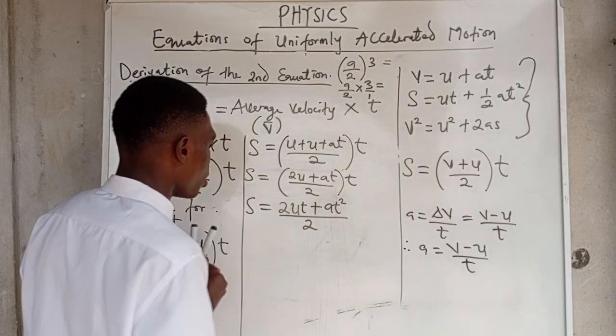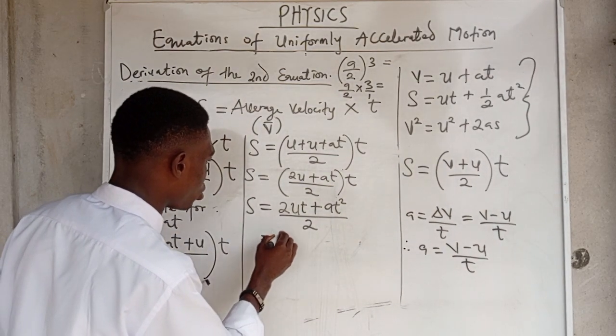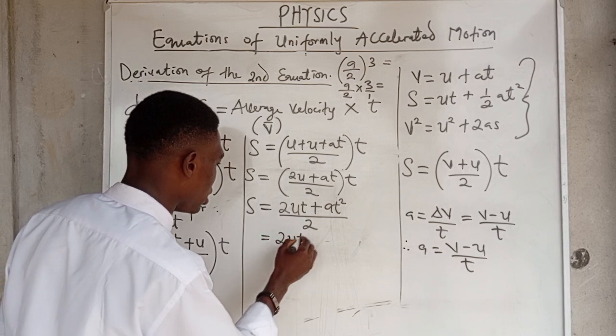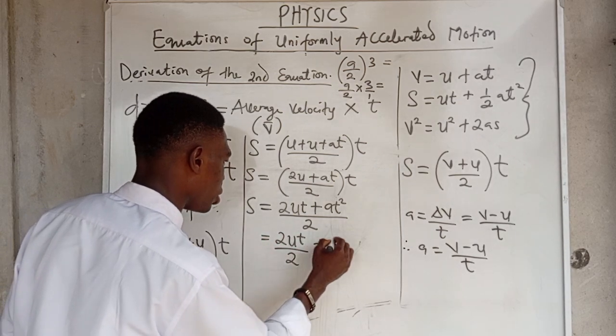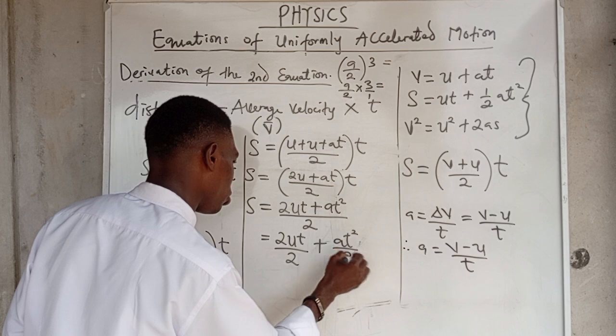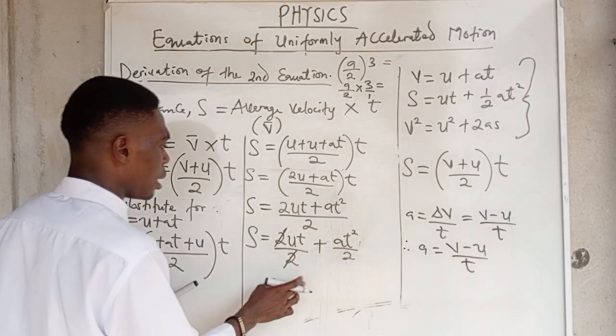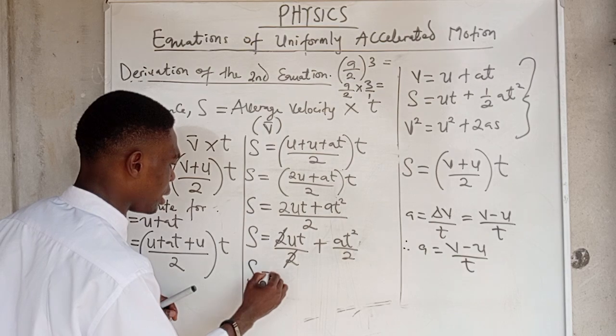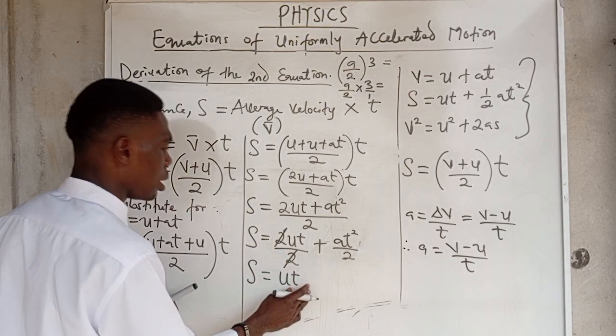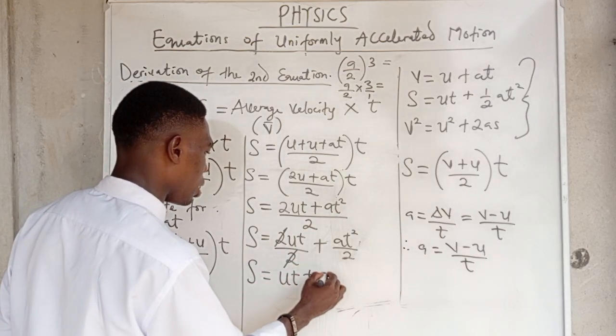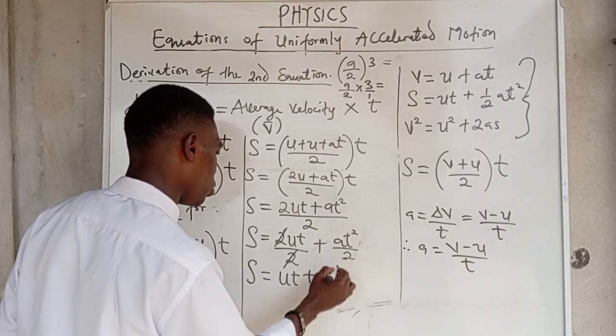Are we following now? So I'm now going to write that this is equal to 2ut over 2 plus at squared over 2, and that's s. So I can cancel out 2 here, and then I'll now write this as s is equal to ut plus at squared over 2.